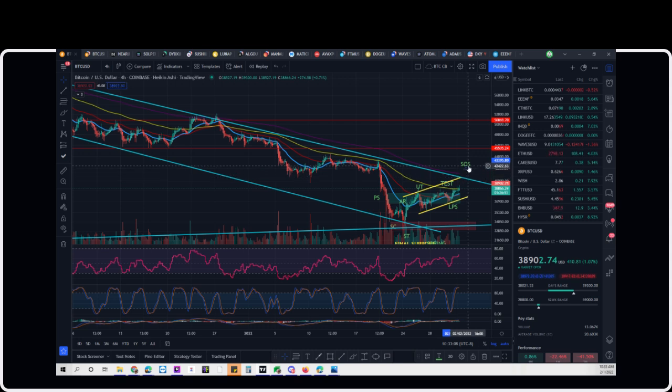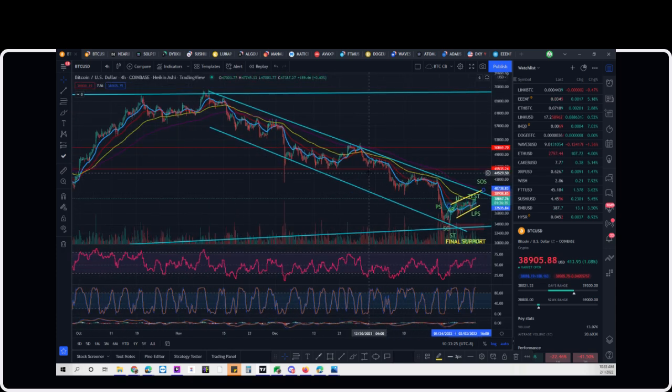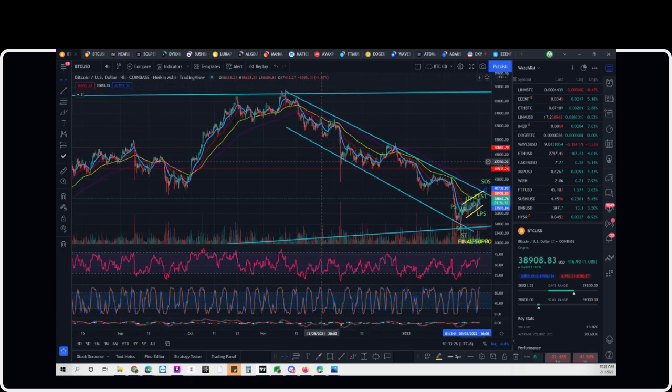We break this trend line. We end up retesting this trend line or retesting support. If this is vertical support, we would test somewhere back at 40K before continuing up and continuing the accumulation schematic. So that's ultimately what I see with Bitcoin.